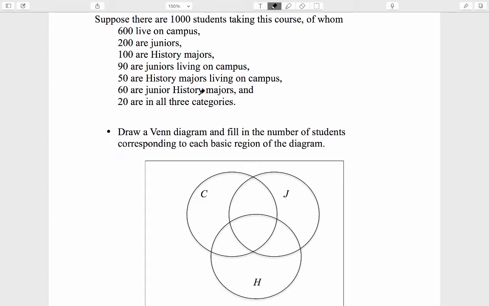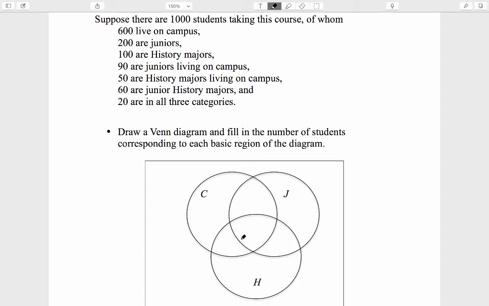These 60 juniors who are history majors are spread across 2 basic regions that are inside the J circle and inside the H circle, depending on whether they live on campus or not. The 50 campus-dwelling history majors are spread out over these 2 basic regions of the Venn diagram. Of the history majors who live on campus, some are juniors and some are not juniors. The 90 juniors living on campus are spread across these 2 basic regions of the Venn diagram. Some of them are history majors, the rest are not history majors.